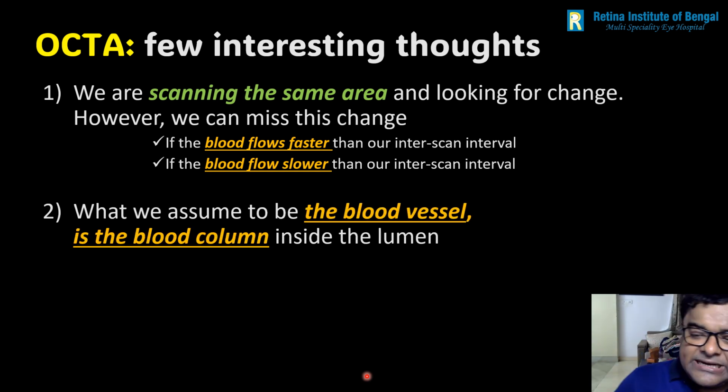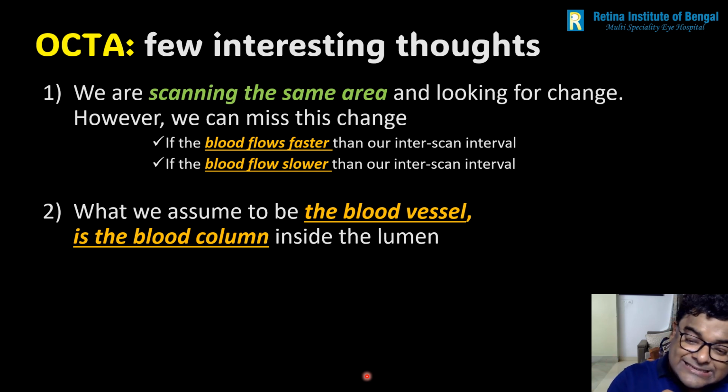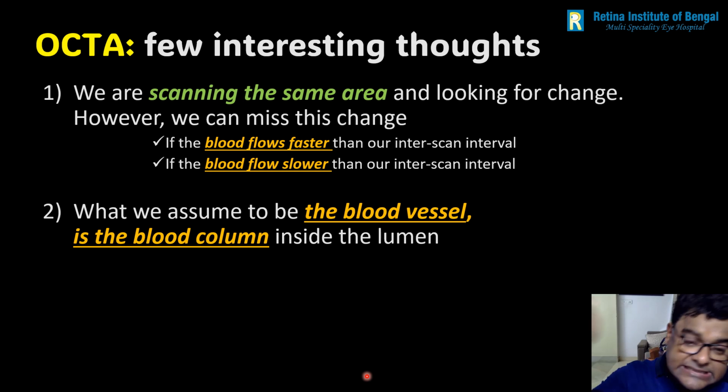Second, and this is also a very interesting thought, what are we seeing? If you saw the images I showed, and I will show a few more images, we are showing blood vessels. But the blood vessel wall is not moving. It is a static structure. So what we are representing as blood vessel is actually the column of red blood cells inside the blood vessel. So it is the vessel lumen that you are seeing, not the blood vessel itself.